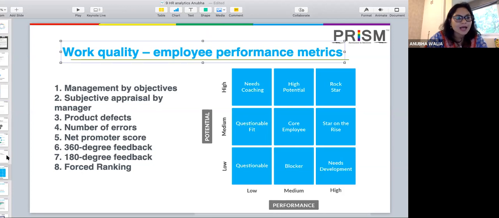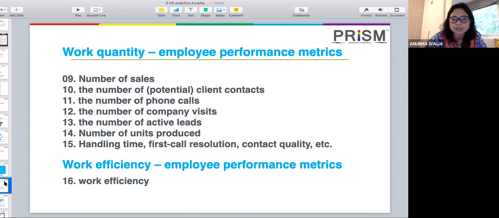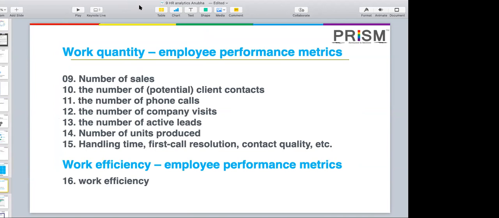Okay. All right, then what I'm going to talk about is work quantity. So when I say work quantity, we'll start with the number of sales. In this, we also talk about the number of potential client contacts, number of phone calls attended, number of company visits, number of active leads, units produced, handling time, first call resolution, contact quality. So these are all quantity related.